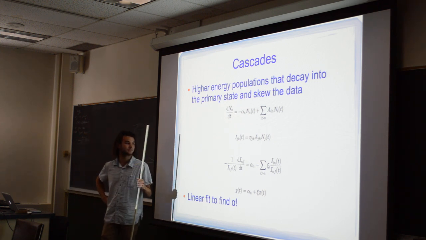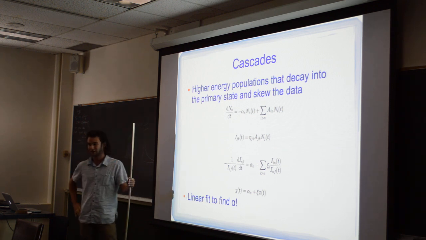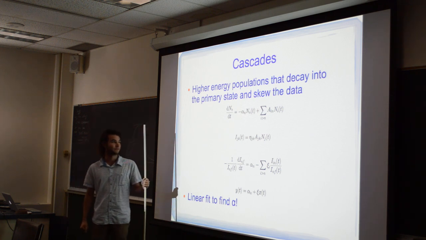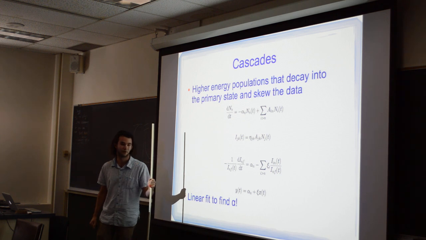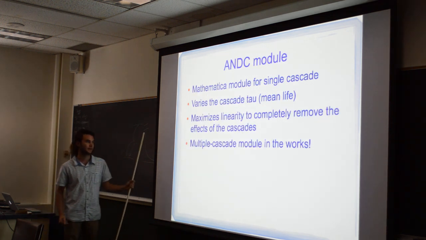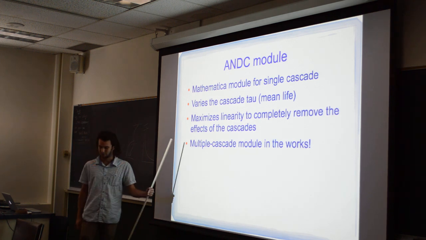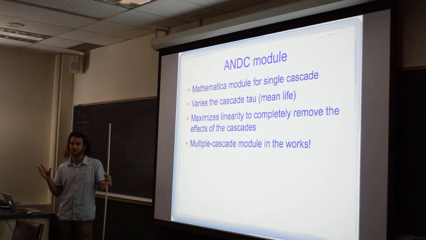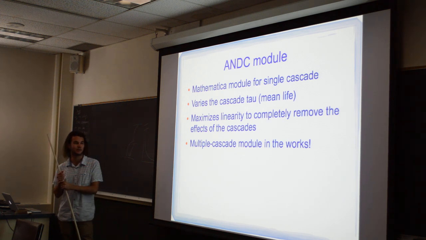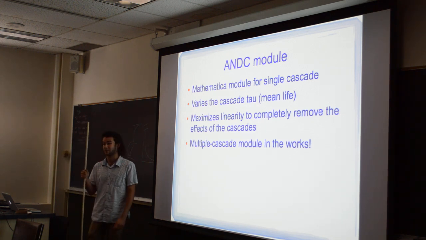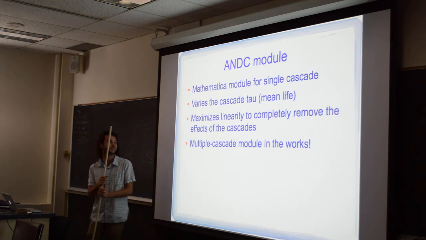So we ran some ANDCs. The grad student I'm working with, Nagar, ran just a basic ANDC and found that the mean life for our state is about 1.4 nanoseconds. But I went a slightly different route. I did a Mathematica module for a single cascade, and after it performed the ANDC, it iterated over a range of possible mean lives for the cascade, assuming that the one we saw in the literature search wasn't necessarily the best one, because it's not necessarily confirmed yet.